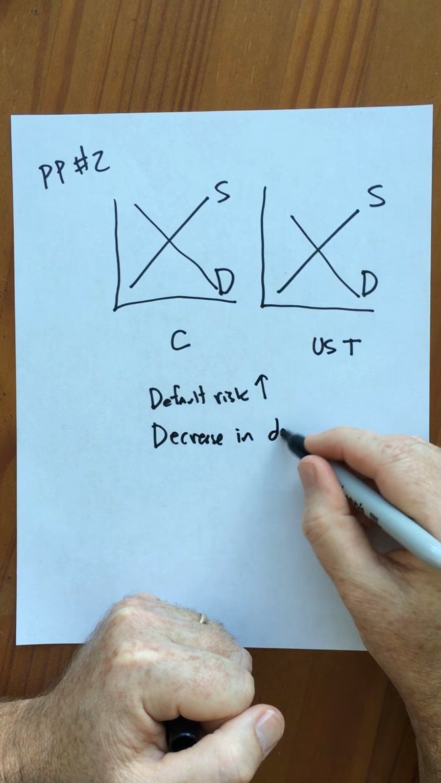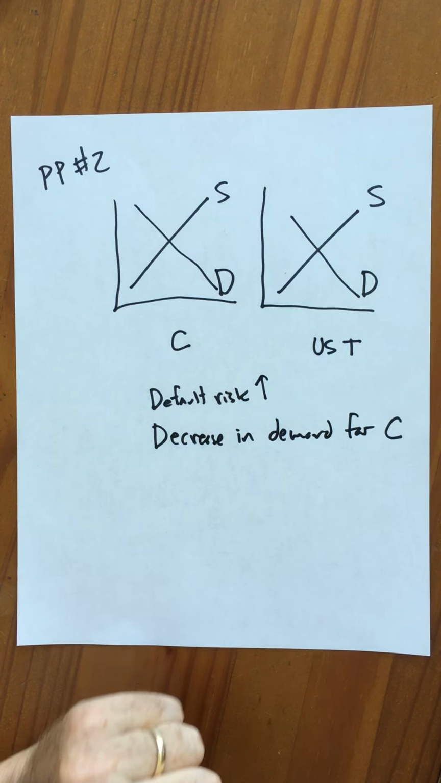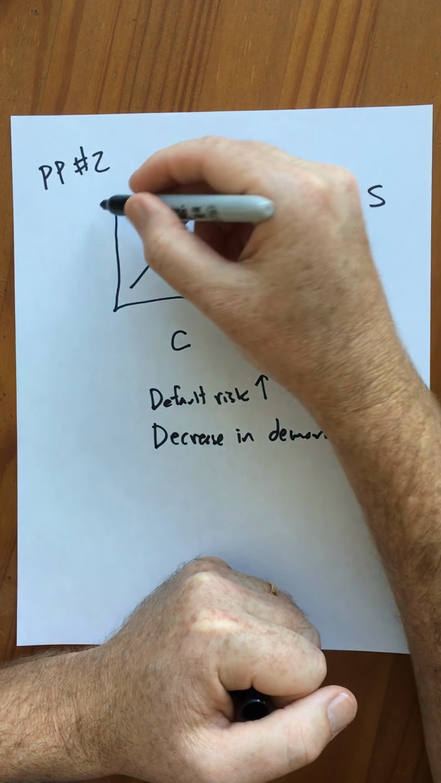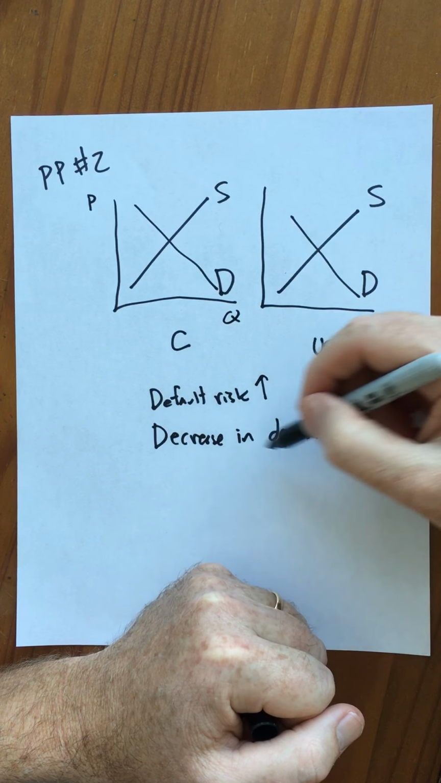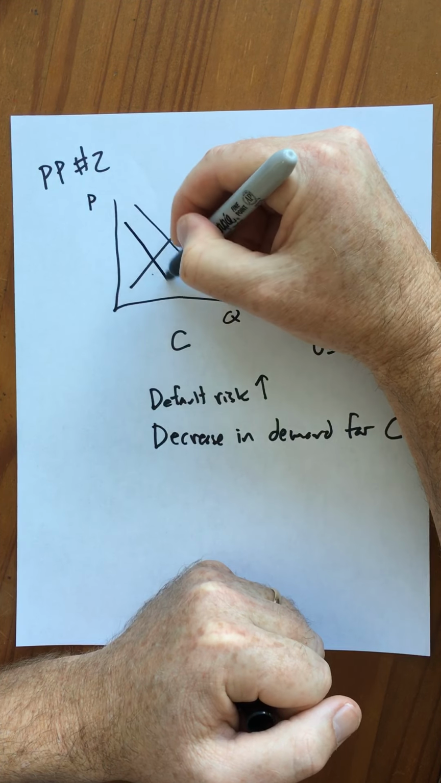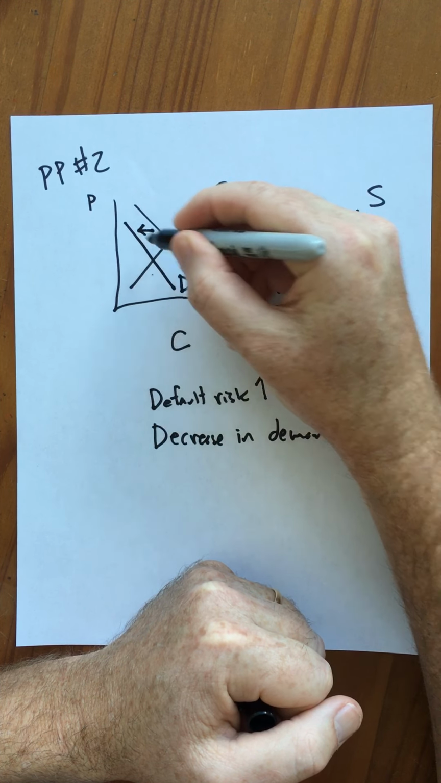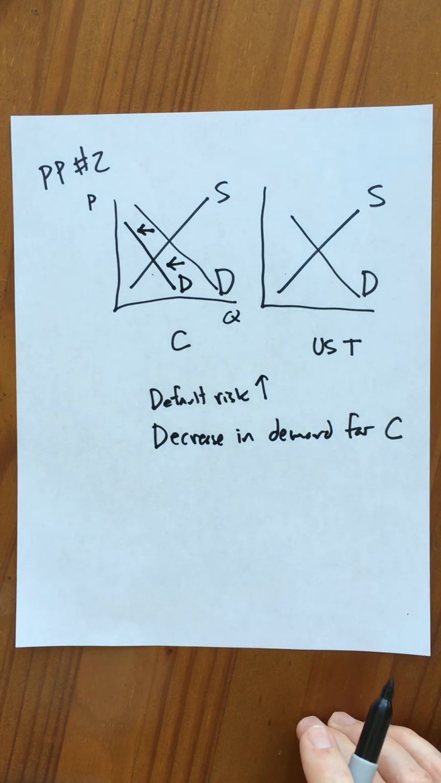So what happens is if the default risk increases in the corporate bond market, investors are less interested in that type of bond. So what that means is you have a decrease in demand for the corporate bonds. So in terms of my graph, what I do is I take that existing demand curve, I have P here and Q here like usual. A decrease in demand would be a shift over here to the left. So I do something like this. Okay, so at every price, that demand curve moves to the left.